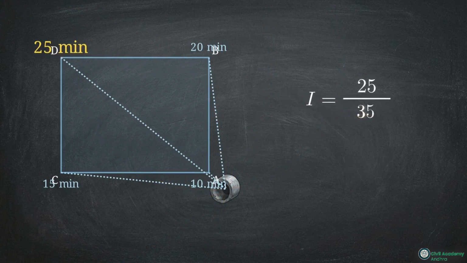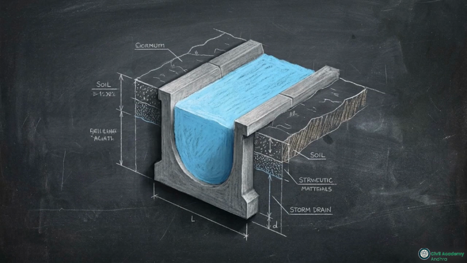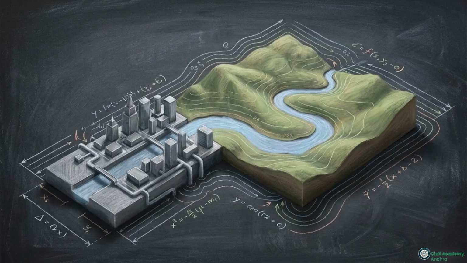Plugging that 25 into our equation gives us 25 over 35, resulting in a design intensity of roughly 0.714 centimeters per hour. Designing your infrastructure around the longest time of concentration secures your safety margin. If you calculate based on a shorter duration, the system will overflow the moment that far corner finally catches up. Once the water leaves the local plot and hits the larger river network, we enter the final stage, flood routing.